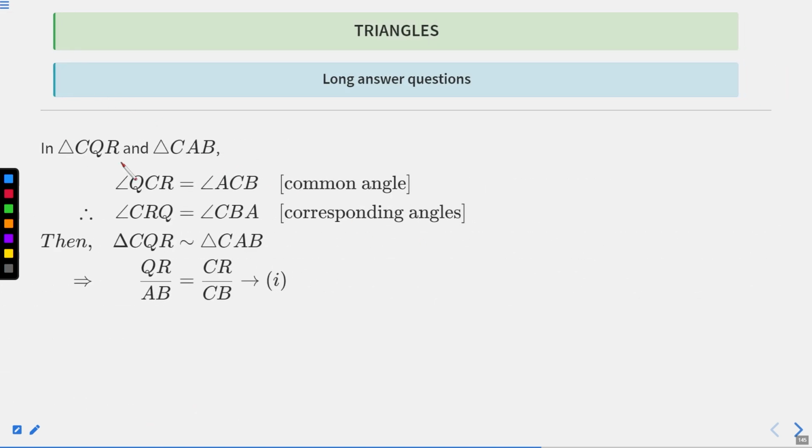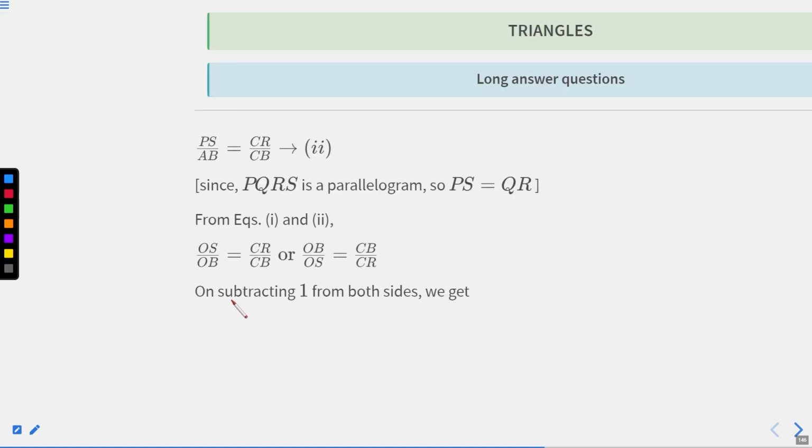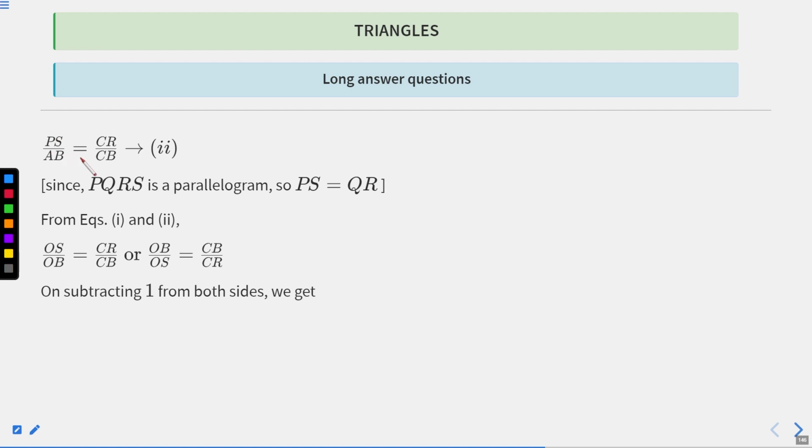Now in triangle CQR and triangle CAB, angle QCR is equal to angle ACB since they are a common angle, and angle CRQ is equal to angle CBA since they are corresponding angles. Then triangle CQR is similar to triangle CAB. It implies QR by AB is equal to CR by CB, and naming this 2. Now PS by AB is equal to CR by CB, since PQRS is a parallelogram, so PS is equal to QR.